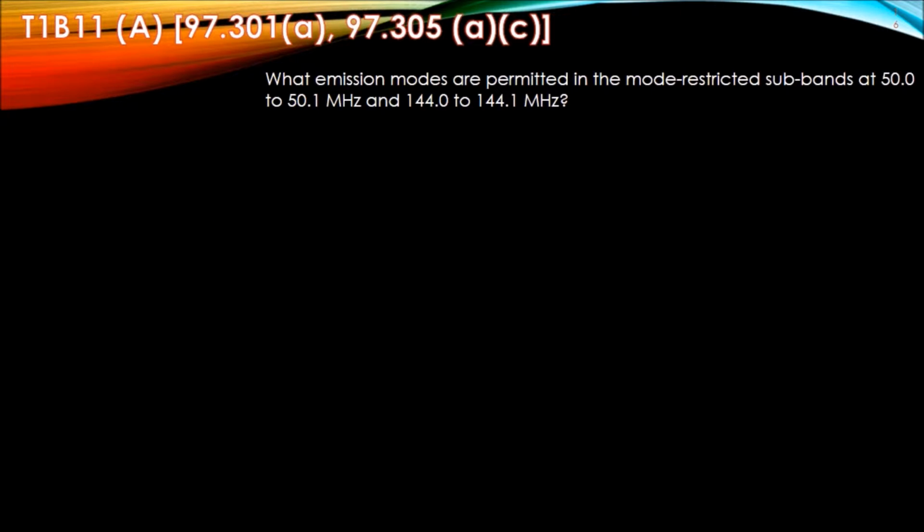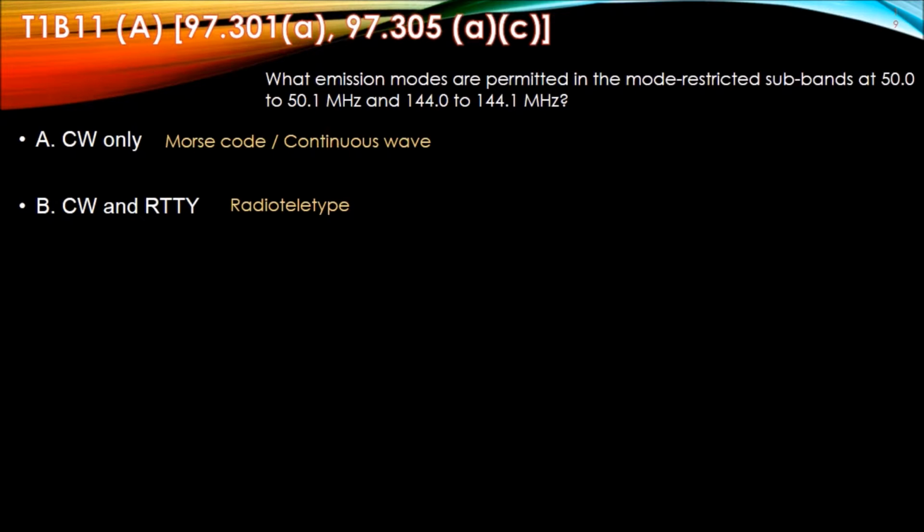T1B11. What emission modes are permitted in the mode restricted subbands at 50.0 to 50.1 megahertz and 144.0 to 144.1 megahertz? A. CW only, and CW stands for Morse code or specifically continuous wave. B. CW and RTTY. RTTY stands for radio teletype. C is SSB only. SSB stands for single sideband. And D, CW and SSB.